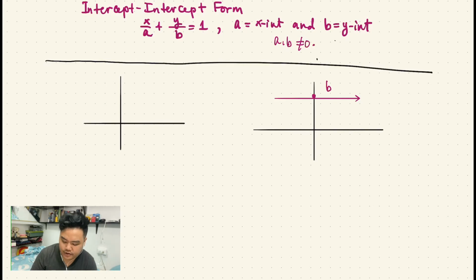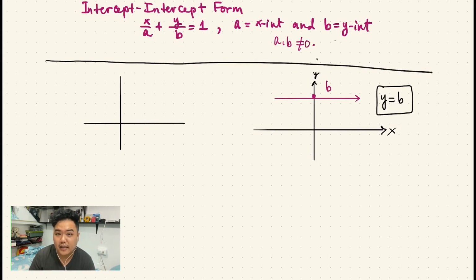Ano kayang equation yan? So, horizontal line yung lalabas. This is your x-axis, this is your y-axis. Sabi natin, ang slope ng isang horizontal line ay 0. So, ang equation ng horizontal line ay y equal to b. Pag nakakita kayo ng y equal to a constant, horizontal line lang yun. Tapos yung constant is the y-intercept.